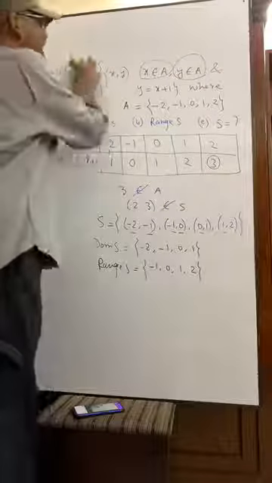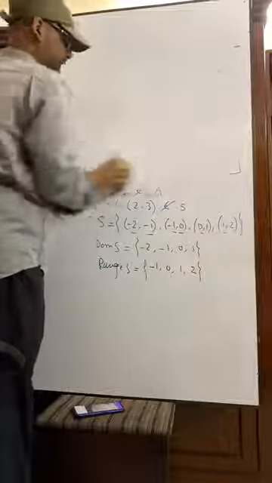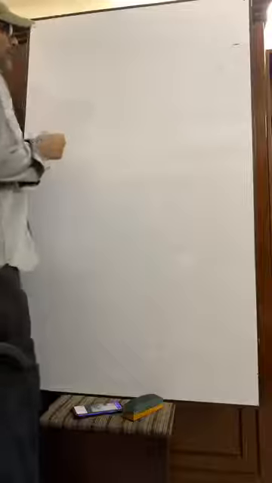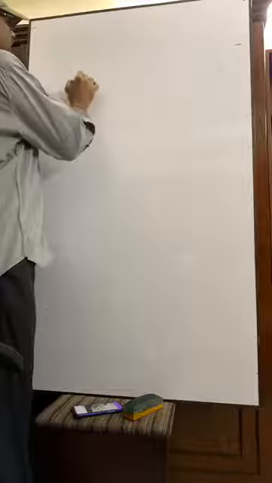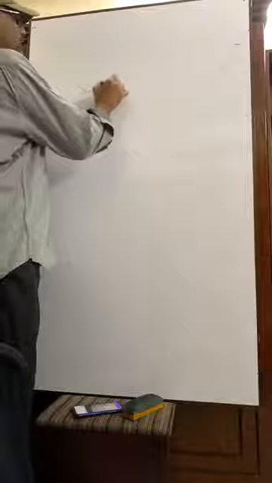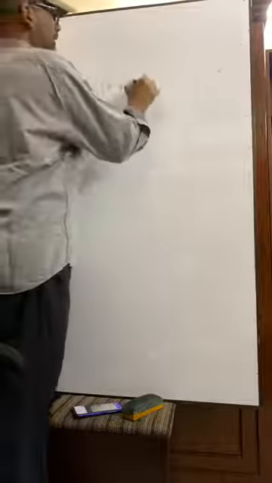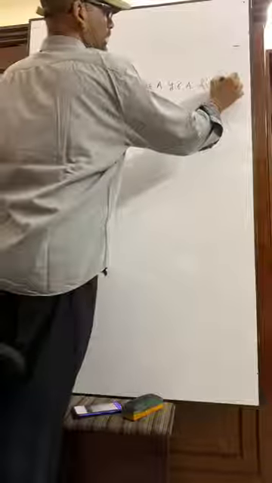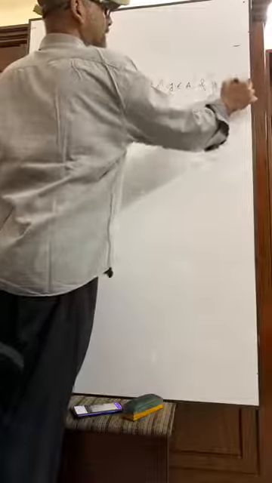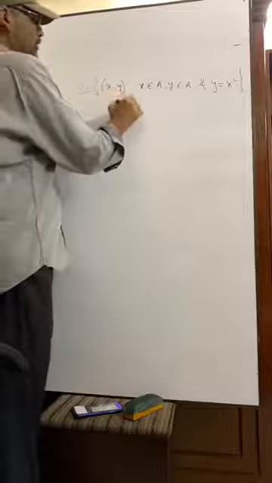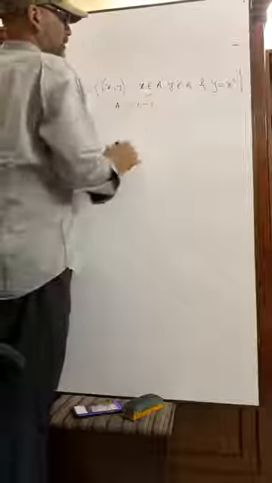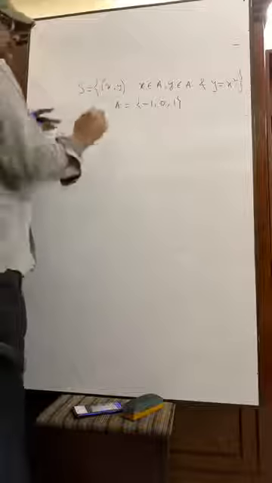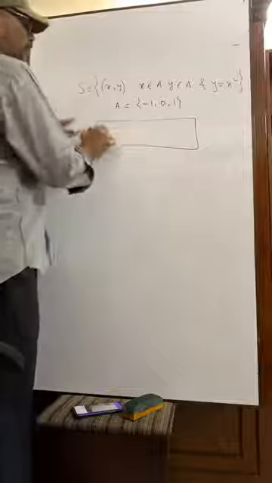Suppose this can be given in another way, like another one I am giving you. S equal to x comma y, x belongs to A, y belongs to A, and y equals to x square. Okay, this can be given, where A equals to, suppose, -1, 0, 1. So can you do it? Yes, it is possible to do. It is very easy and simple to do.